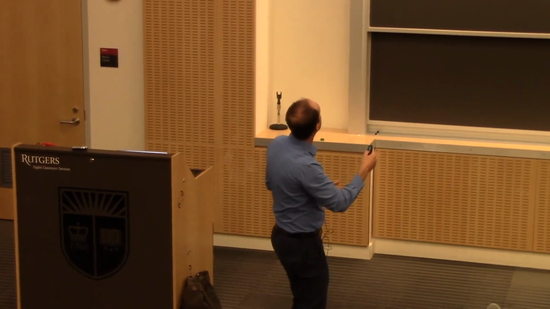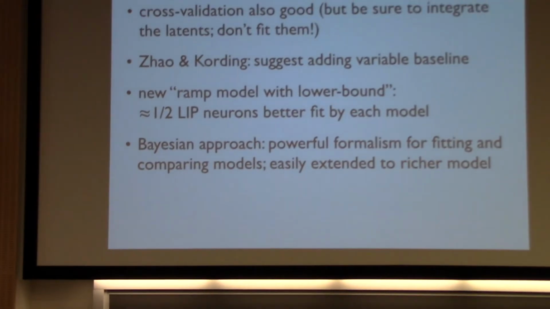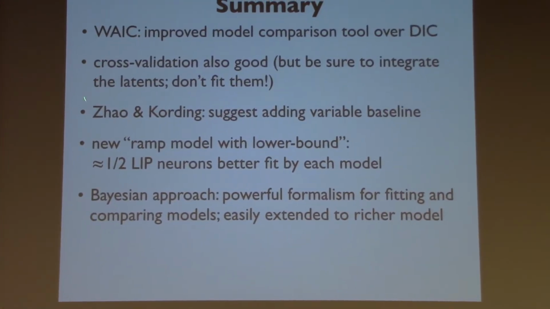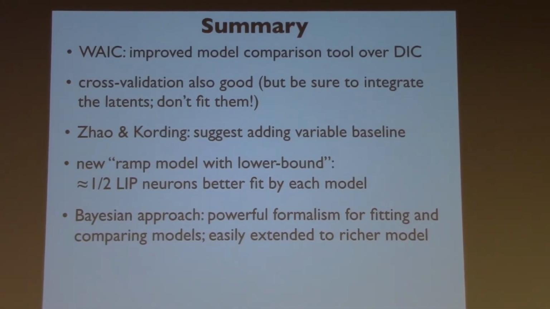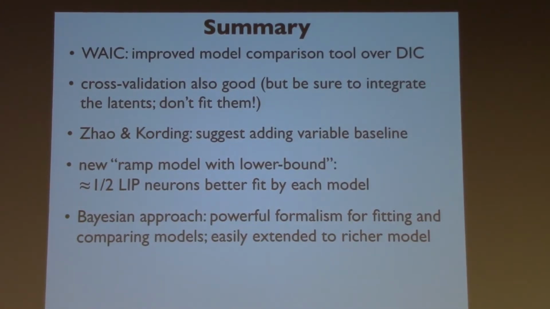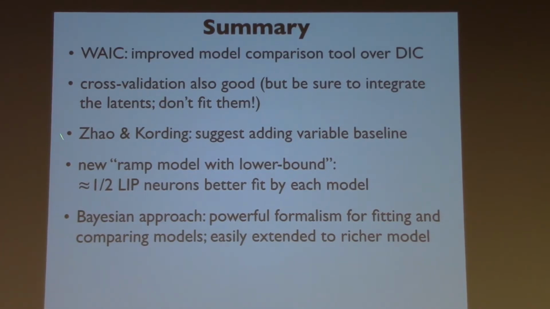All right, so here's my summary. WAIC is better than the DIC. Cross-validation is also great, but please be sure to integrate the latents, don't fit them. I like Zhao and Cording's suggestion to add a variable baseline. This is something that Goris and colleagues in neuroscience have also argued exists in a lot of early visual processing. So on each trial, you can have a stochastic baseline that gets added to everything I've shown here. We haven't done that yet, but I think it's a worthwhile thing to try.